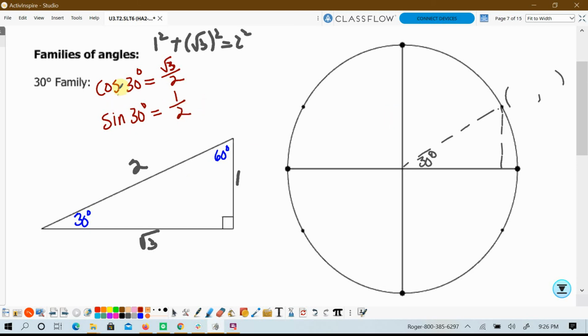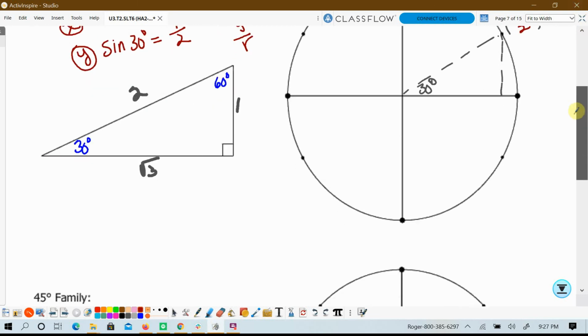Now, cosine corresponds to the x coordinate, while sine corresponds to the y coordinate. Okay, because on a unit circle, we typically would associate cosine as the ratio x divided by r, where sine is y divided by r. So with that, my coordinates at 30 degrees would represent square root of 3 over 2, comma 1/2. Okay, so that's the 30-degree angle done.